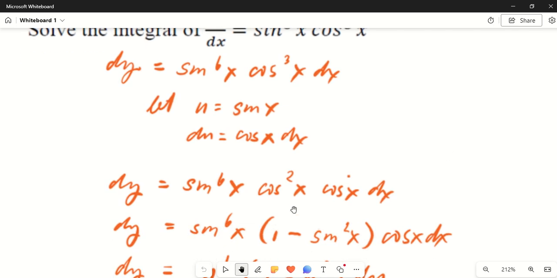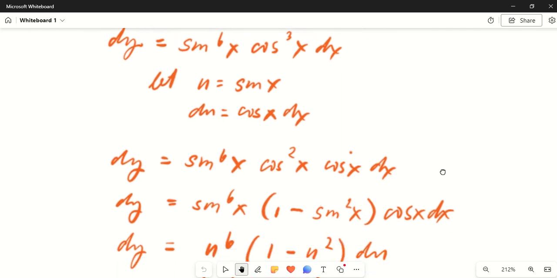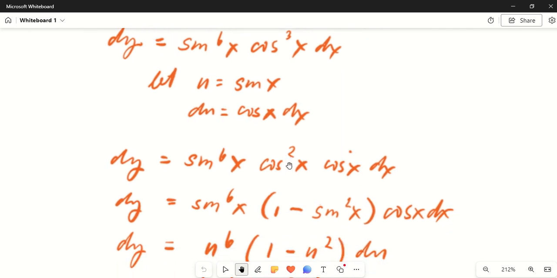But here, we need to substitute your cosine x raised to the second power with the Pythagorean identity. Okay, so you're aware that your cosine x squared is equal to the quantity of 1 minus sine x squared. Okay, so we discussed that when you were still in the grade 9.